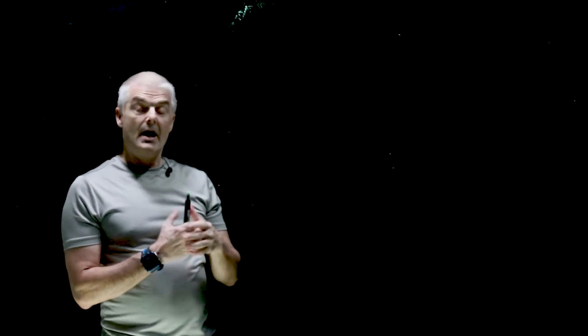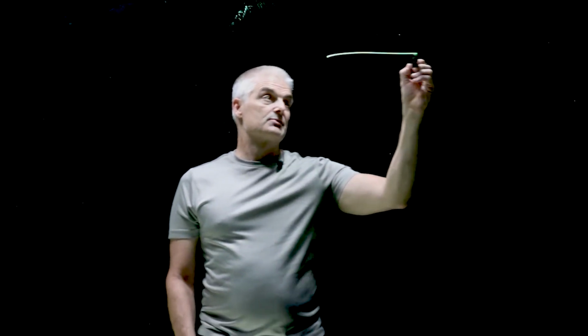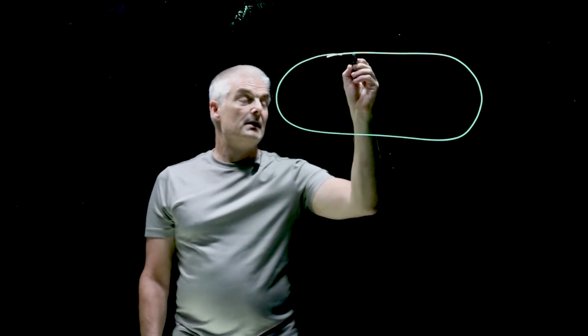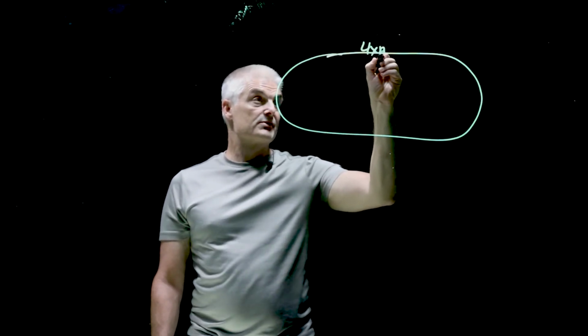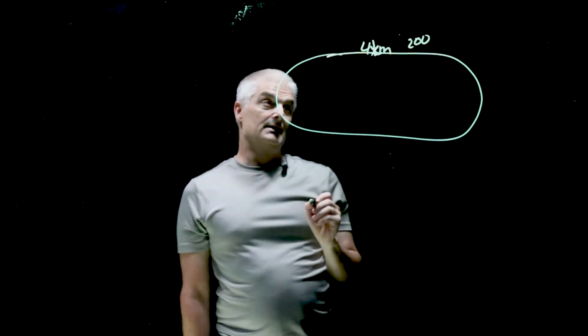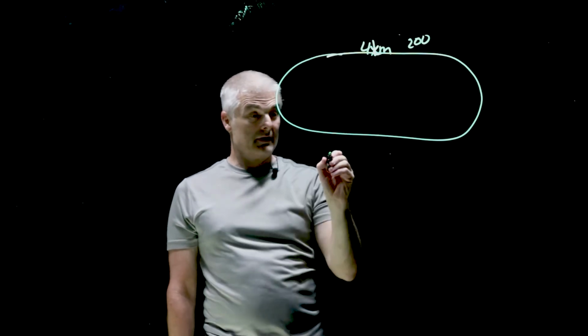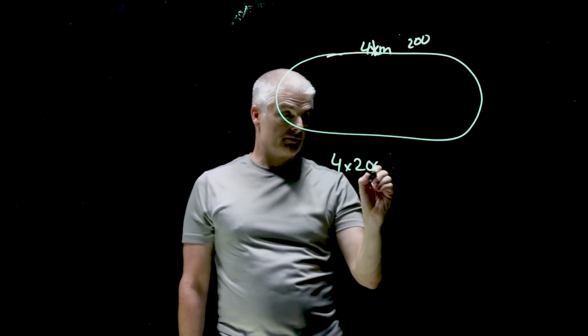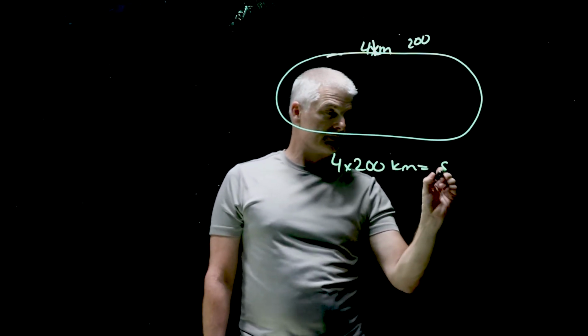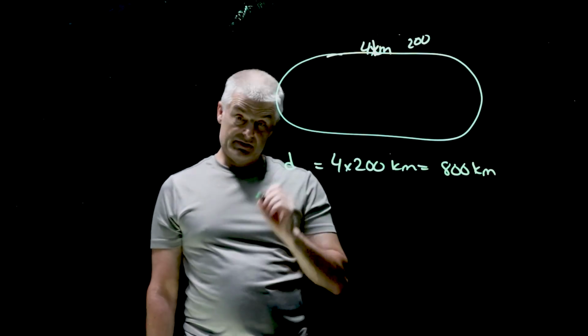Or we can take the second example. If a raceway is 4 kilometers around, how far does somebody travel if they do 200 laps? So it's an oval, and it's 4 kilometers around. And if he does 200 laps, all right, then he's going to travel 4 times 200 kilometers, which equals 800 kilometers. So that's equal to the distance.